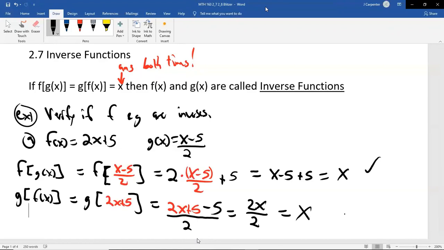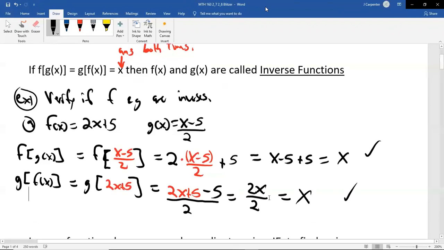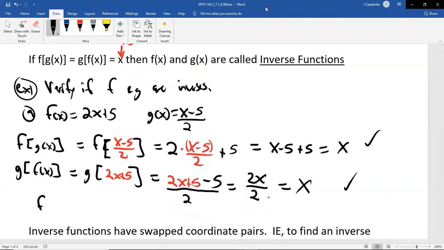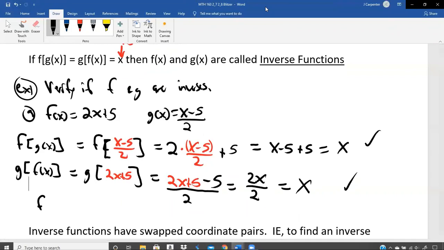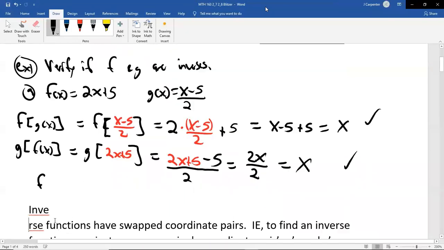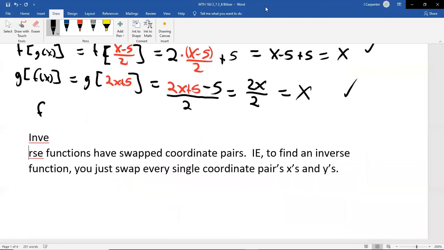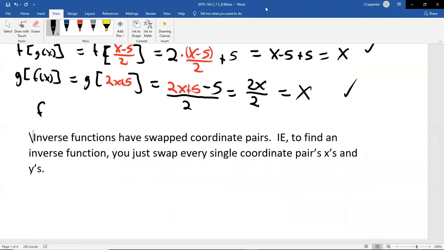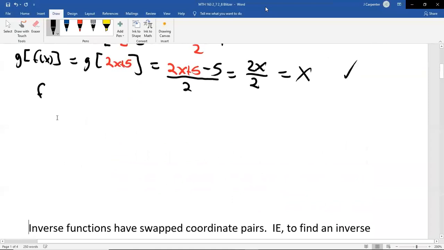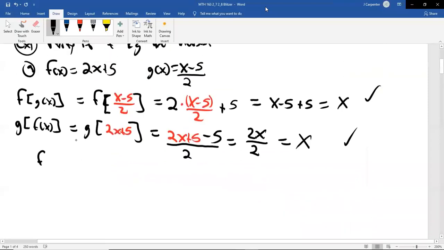So this was good, this was good. They're both exactly what we wanted them to be. They match and they're both x, thus they are inverses. So f and g are inverses.